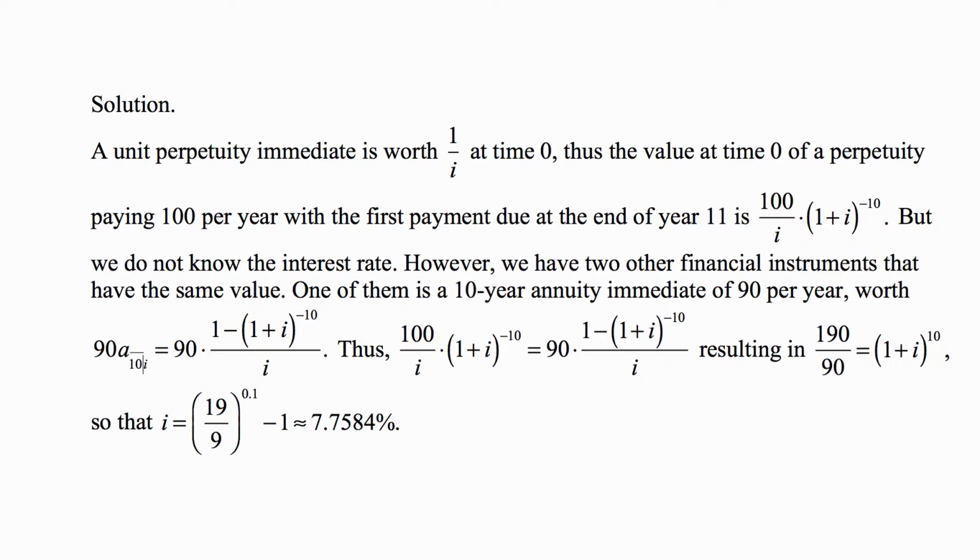You can see that i cancels out the one in the denominator, and then working only with the (1 plus i) to the negative 10th being our unknown, we can either get 90 over 190 to be (1 plus i) to the negative 10th, or 190 over 90 to be (1 plus i) to the 10th, so that i is equal to (19 over 9) to the power 1 over 10 minus 1, and that's approximately 7.7584%.